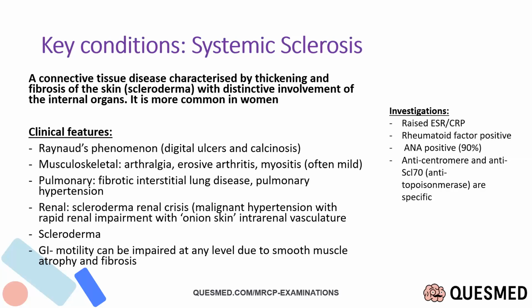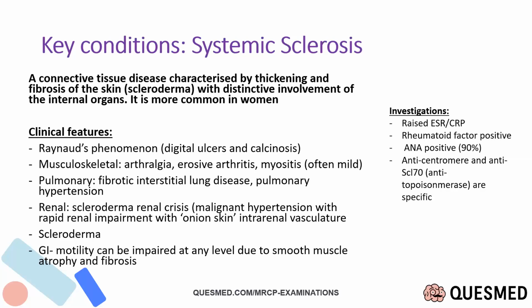And the clinical features include Raynaud's phenomenon. So you want to particularly make sure that they're not getting digital ulcers and calcinosis. And they also get arthralgias. It can be an erosive arthritis. You can get the myositis, and I talked about that overlap. And very commonly, you can get interstitial lung disease and then pulmonary hypertension.